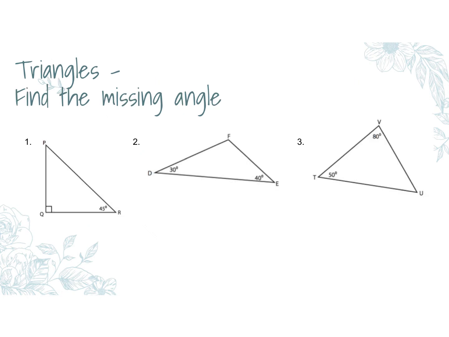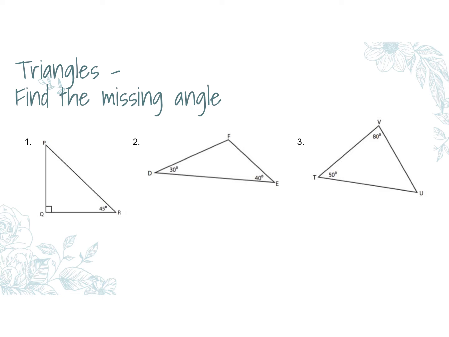Next, we will review finding the missing angle in a triangle. In every triangle, the angles will add up to 180 degrees. So we can write an equation with the two known angle values and x, and all of those will add up together to be 180.